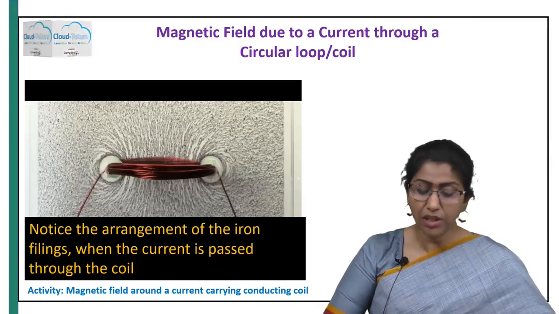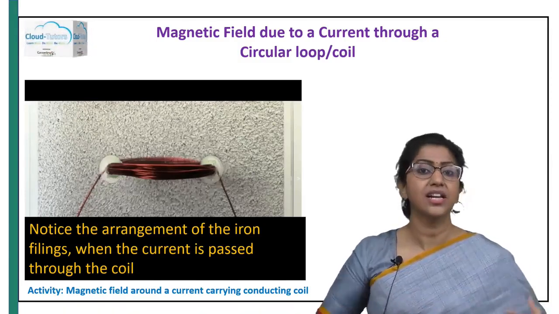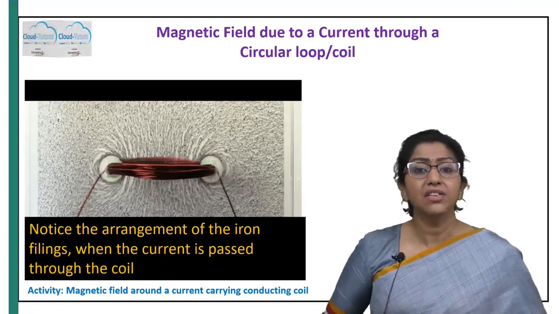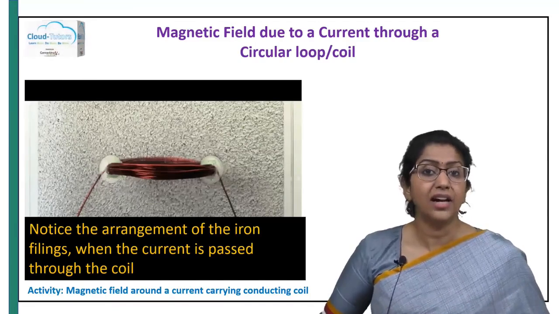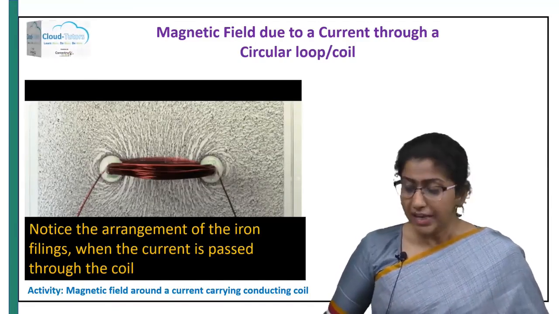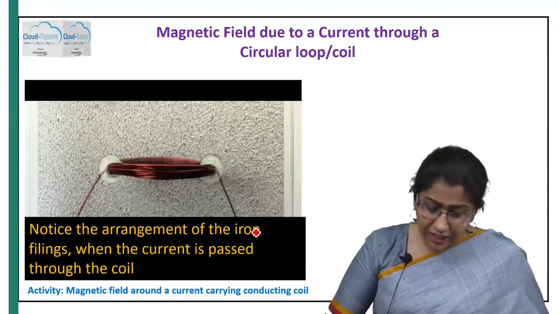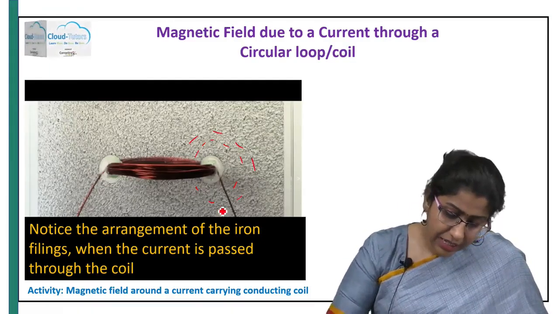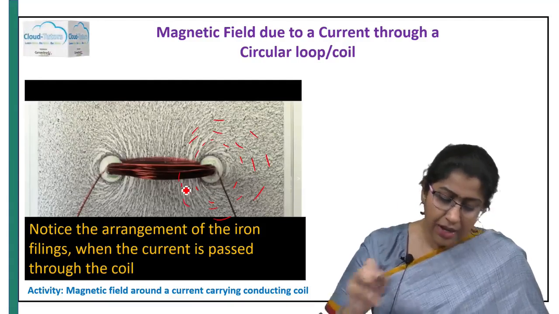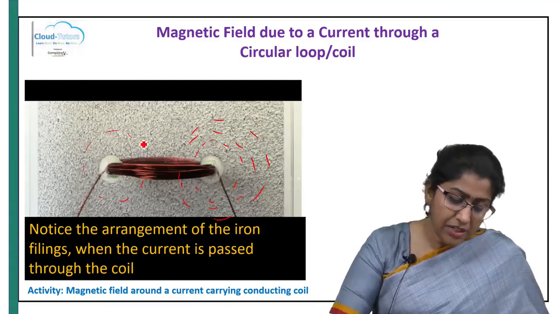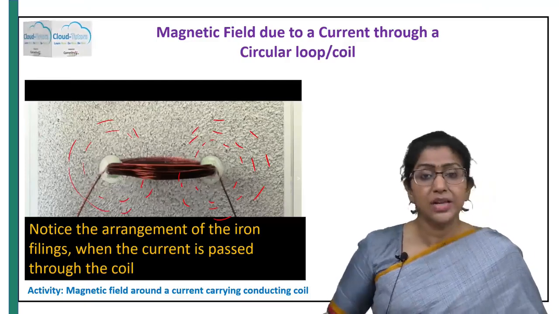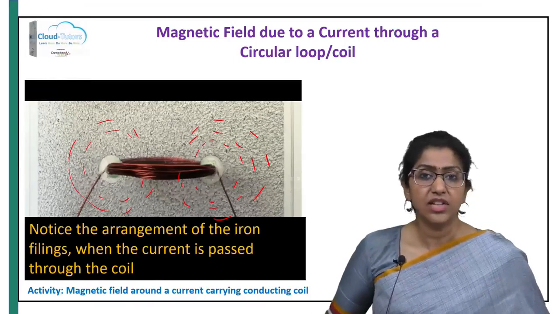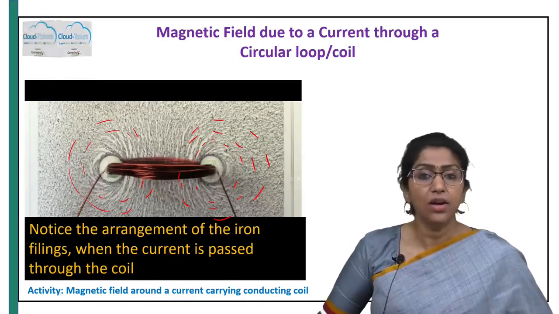current, what do you see? You see that the iron filings are arranging themselves in the direction of the magnetic field, or in the pattern of the magnetic field lines that is created around this conductor, right? So notice the arrangement of the iron filings. What is happening? Applying the same Maxwell's right hand thumb rule, we can actually determine the direction of the electric current even through this circular loop.